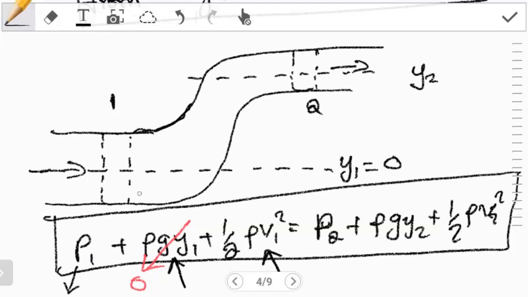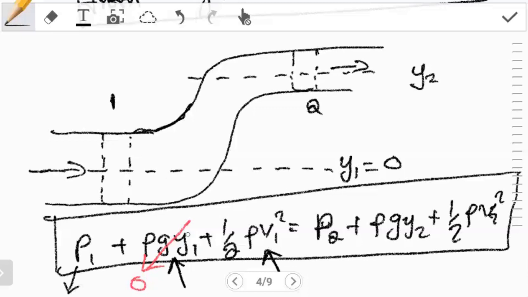If that is a reference point, then the height is 0, and the potential term disappears. And then next up, is the fluid flowing at point 1? Most likely it will, meaning that you're going to have this term. But if it is not, this term will disappear. Okay, then you go to the right side.